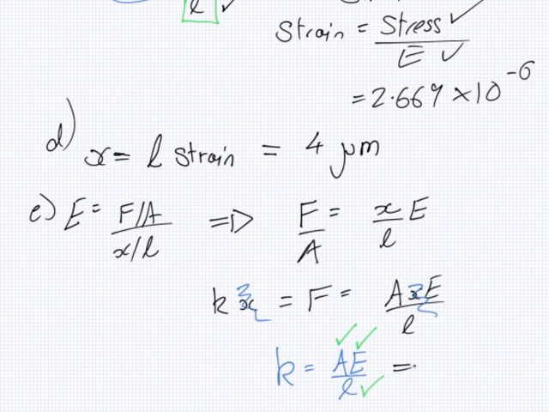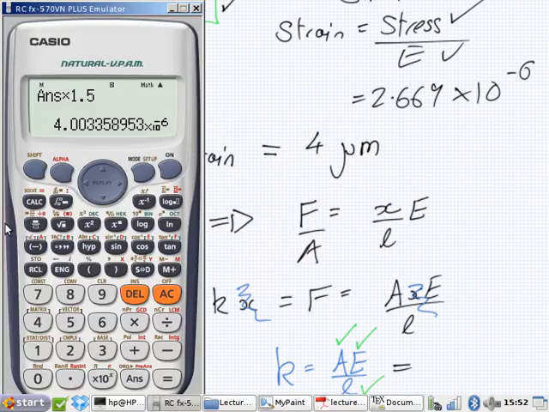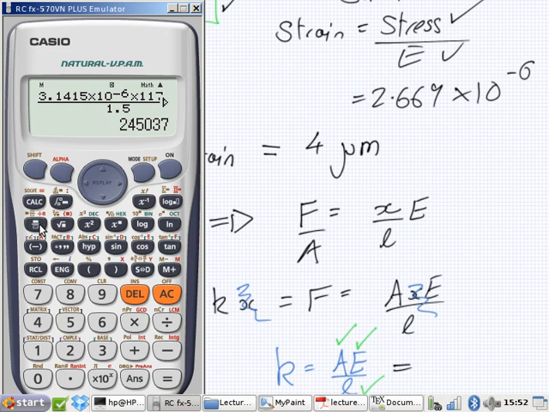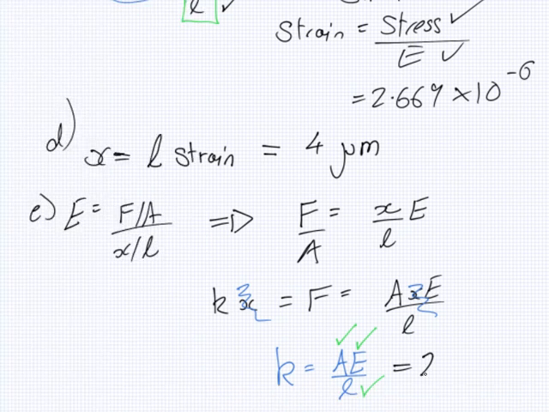So let's work out the answer here. What did I say the A was? 3.1415 times 10 to the power of minus 6. What did we say the E was for copper? 117 times 10 to the 9. And then the L was 1.5. So I get 245 kilonewtons per meter.